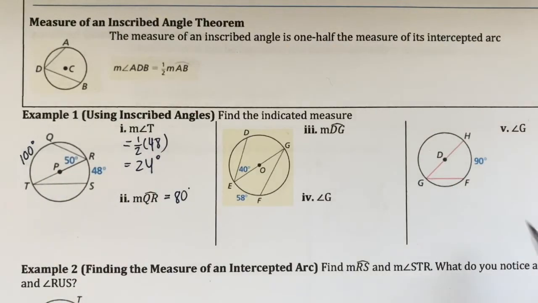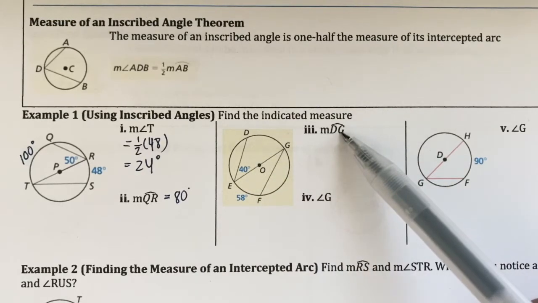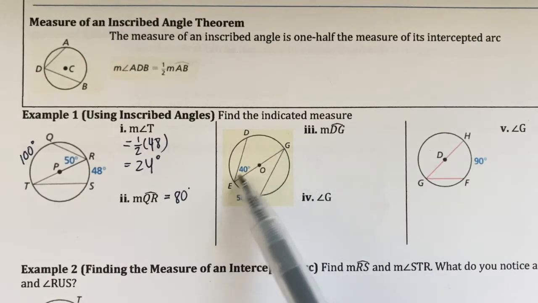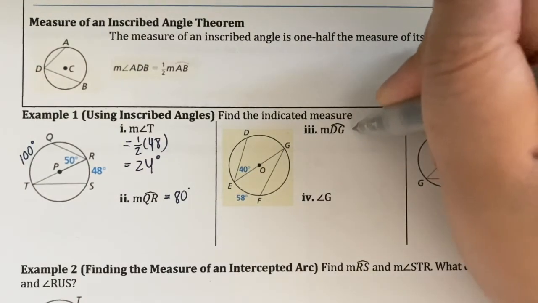Let's do this one more time. Next, we have another circle, and we're asked to find the measurement of arc DG. Arc DG is right here, and its inscribed angle has a measurement of 40 degrees. The arc is going to have double the measure. The measurement of arc DG is going to be 80 degrees.